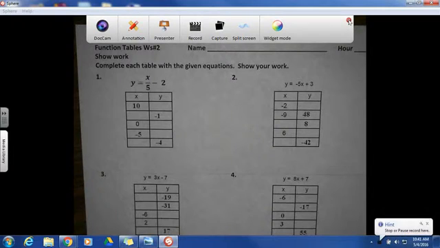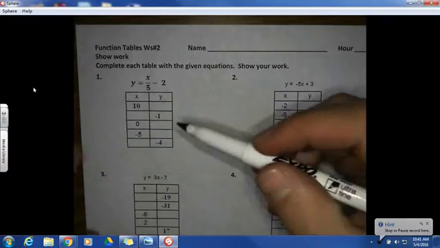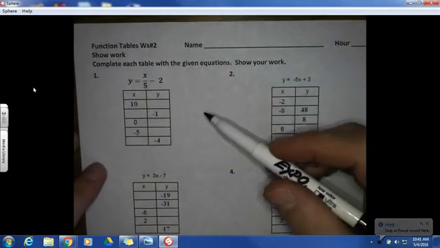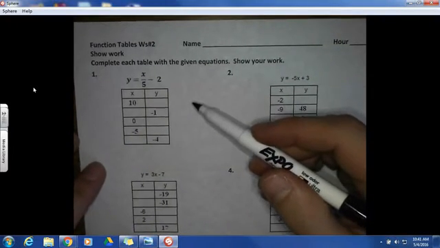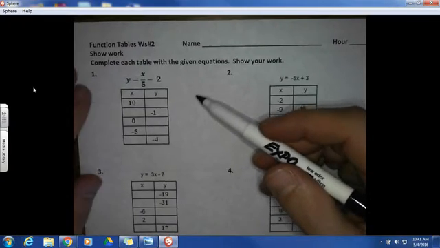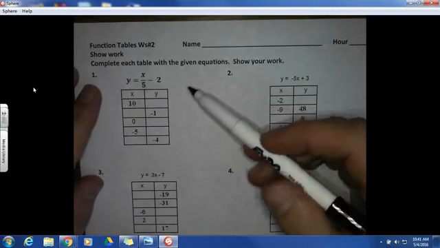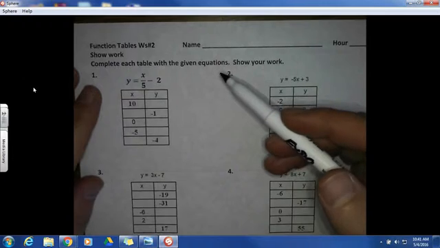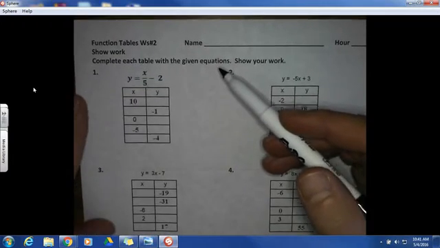Hi, it's Mr. Bernay. To make these in-out tables from equations, which will allow you to be able to graph the equations. You'll see that essentially we're just plugging in numbers and solving the equation that way. So let me do a few.